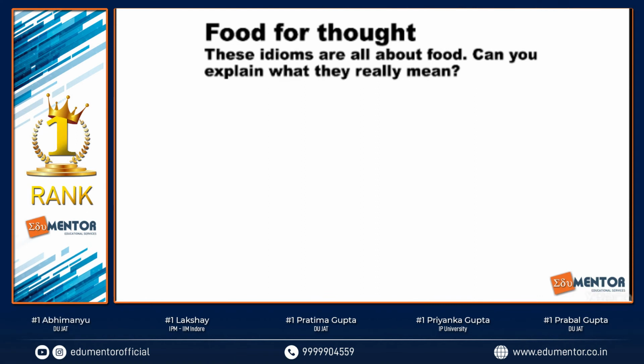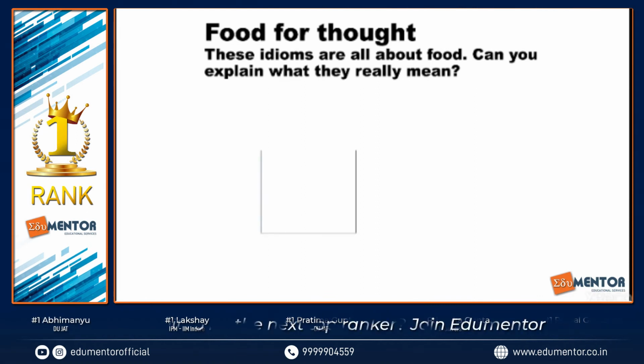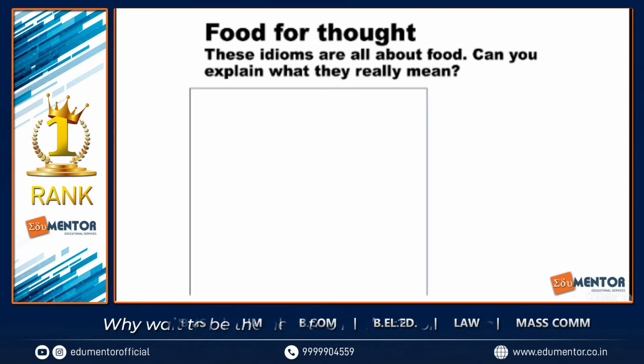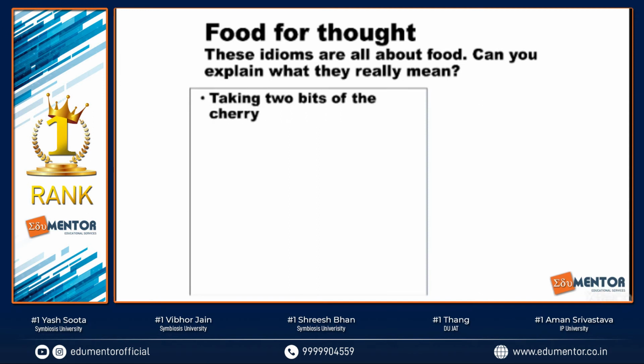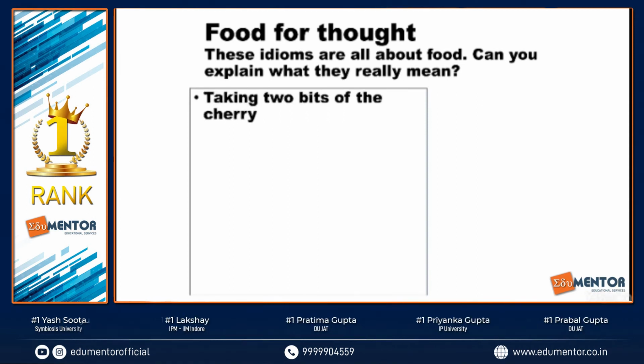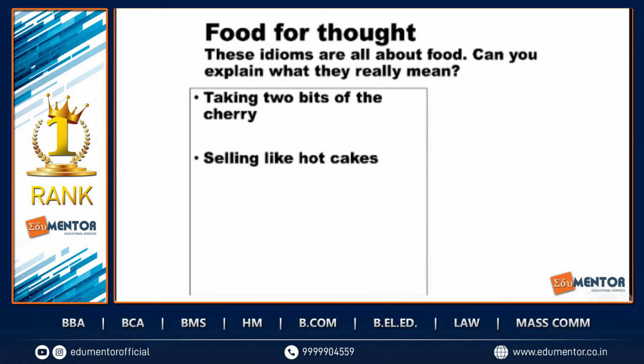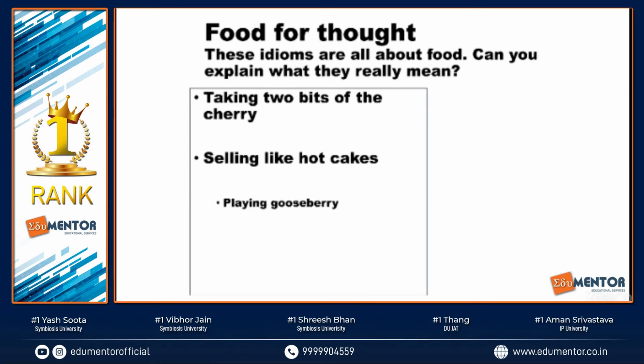That's how it works. Now, we move on to the next set, that is food for thought. So these idioms are all about food. Can you explain what they really mean? So let's see what those are. We have taking two bites of the cherry. Second is selling like hotcakes. Third one is playing gooseberry. The fourth and the last one is going bananas. So, what could possibly be the meanings of these four idioms which have to do with food?